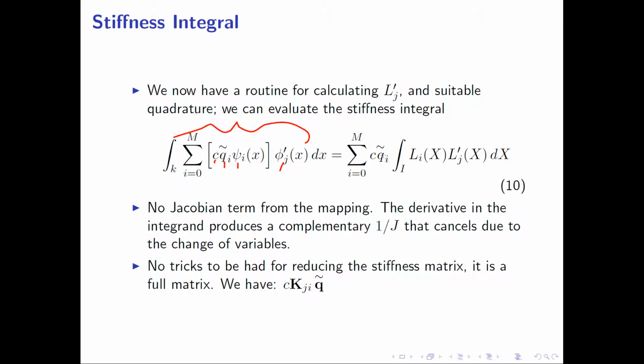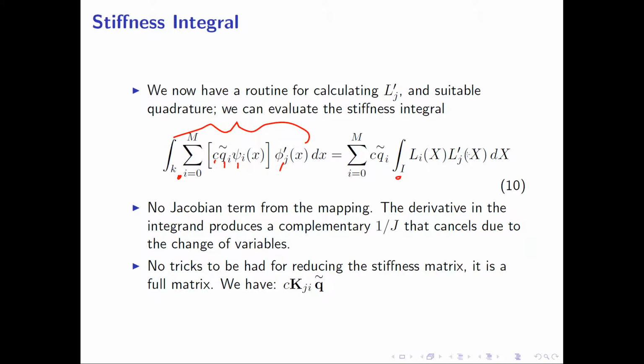So we can pull that outside of our integral, such that we're only left with the inner product of a Lagrange basis with a derivative of a Lagrange basis. So unlike the mass matrix, even when we change our mapping from our physical domain to our computational domain, we don't end up having a Jacobian appearing. And this is because we actually do have a Jacobian here.